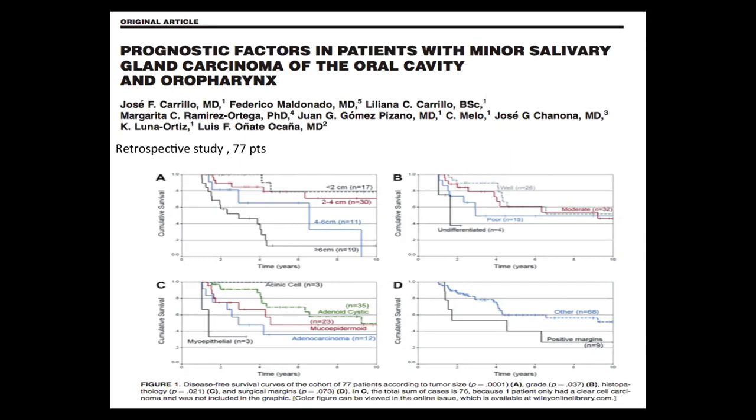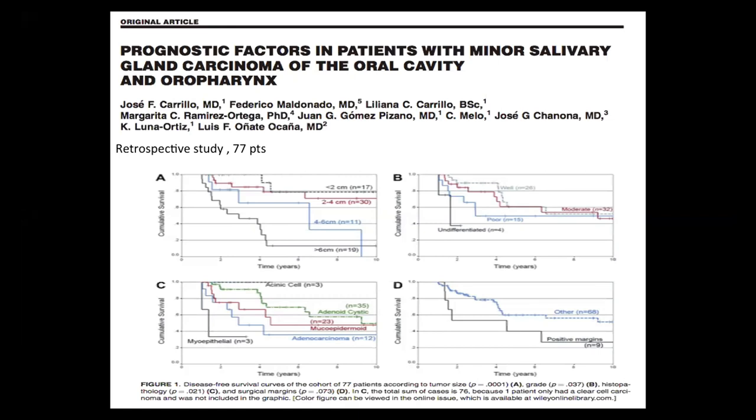The second, adjacent on the right side, is DFS by grade. Again they found that poor and undifferentiated, the advanced grades, did worse than the early grades, moderately differentiated. Poor and undifferentiated, as expected, did poorer. Thirdly, they came to the histopathology, and depending on the type of histopathology, they again found a difference in the DFS. And so was the case for positive margins.